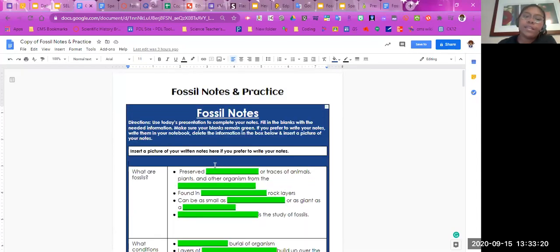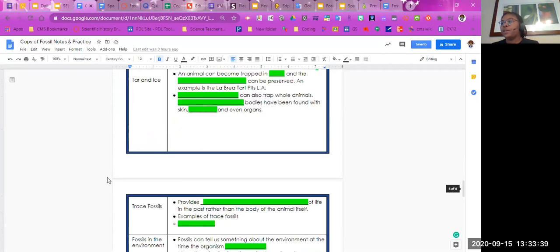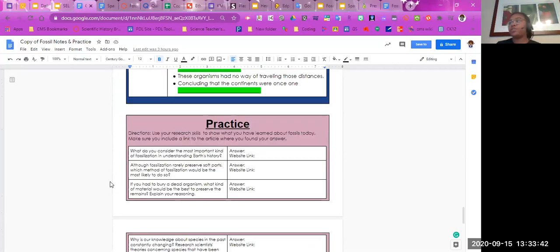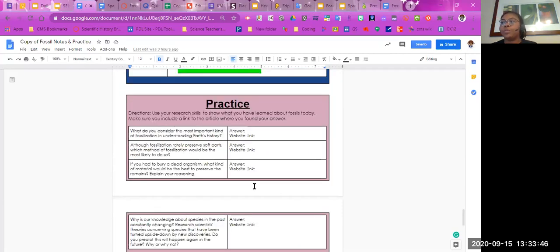If you prefer to take the pictures because you want to write it by hand, you can stick your pictures here. You can delete the directions and put your pictures in right there, and that's how you will turn that part in. Once we get started, the presentation will be set to allow you to move at your own pace. Some people may finish before we finish, and if you do, the practice questions at the bottom are what your next step is going to be.